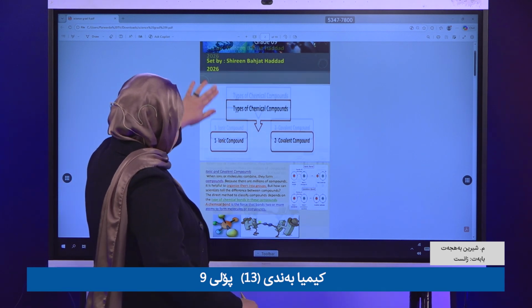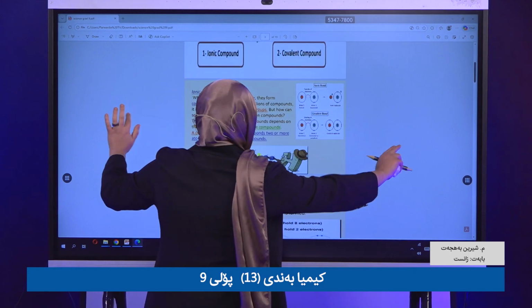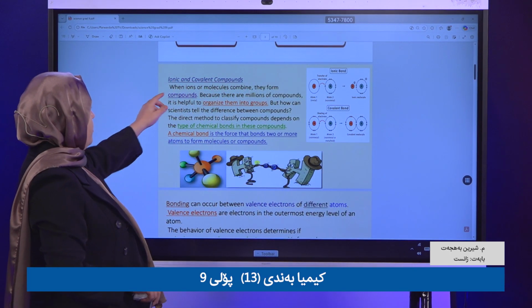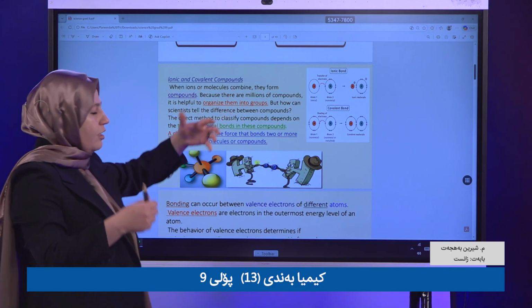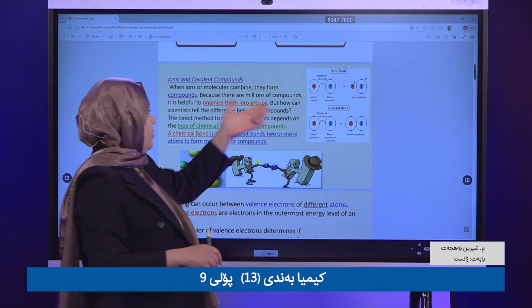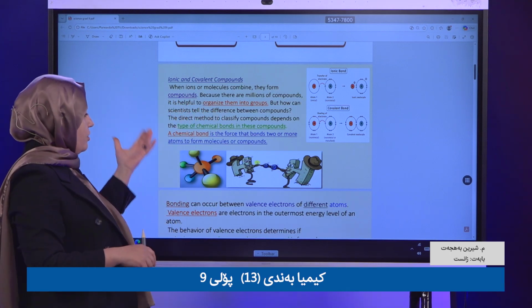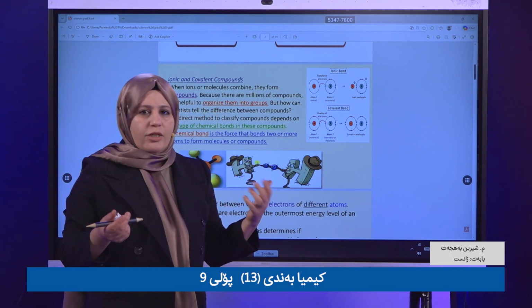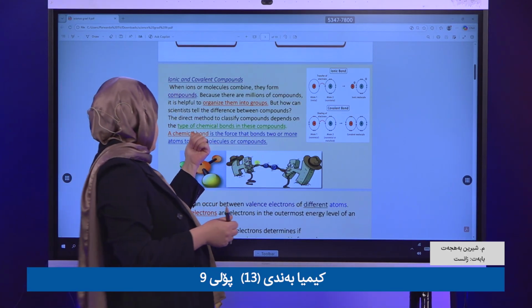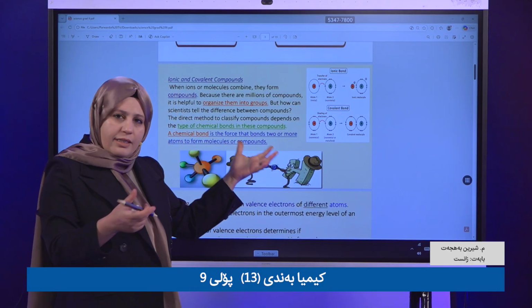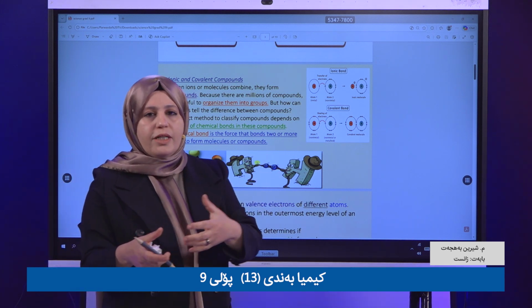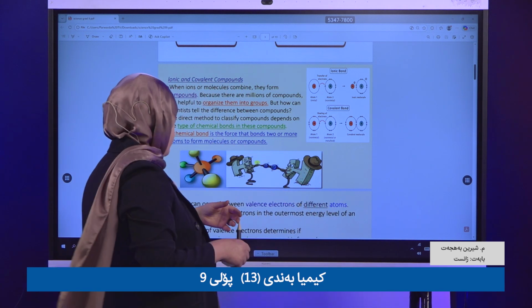Ionic compound, covalent compound. When ions or molecules combine, they form what? A compound. Because millions of compounds are organized into groups, they are classified into ionic compounds and covalent compounds because of what? Because of chemical bonds. What is a chemical bond? Because of the chemical bond, we know whether it is an ionic or covalent compound, okay?